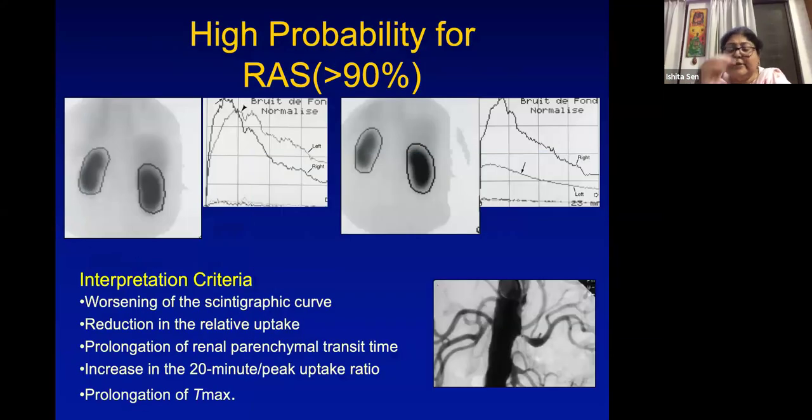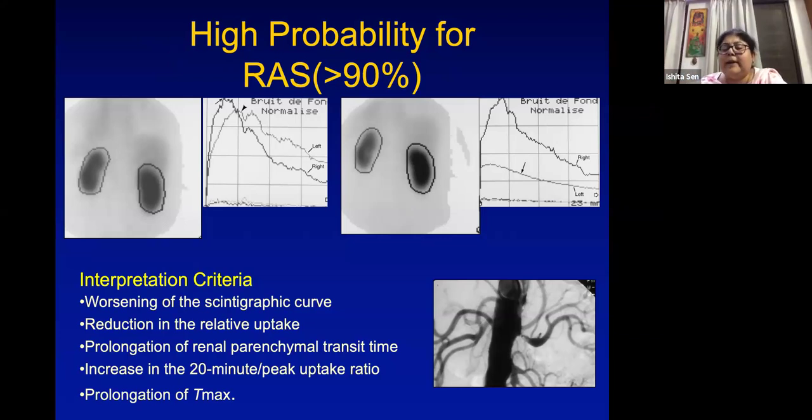So the interpretation criteria is that you do a baseline test and then you repeat the test post ACE inhibitor intervention. And the criteria for interpretation is that there should be a worsening of the scintigraphic curve by at least one grade of the O'Reilly's curve. So it's something where grade 3B becomes grade 4, or a grade 1 curve becomes a grade 2 curve. You know that there is a worsening of the curve.